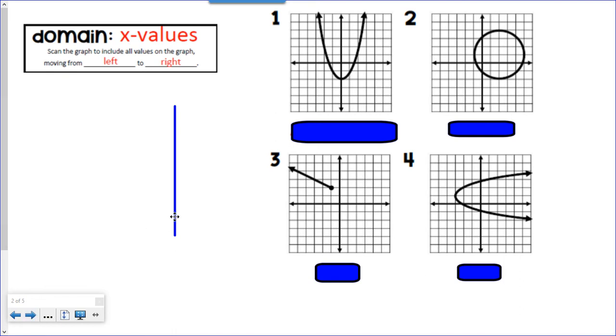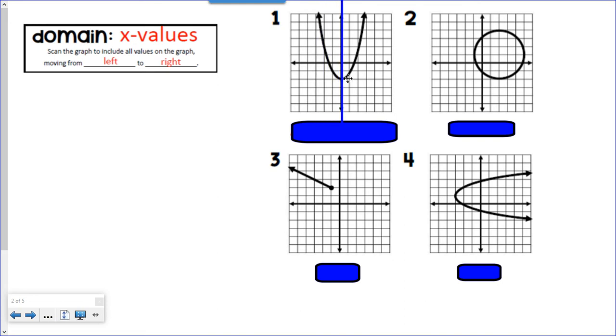To determine the domain, we'll be scanning the graph to include all the values on the graph from left to right. So, on number 1, here we have our lowest value. It appears to be -3. But when we see that there's an arrow here, that indicates that this graph is going to continue, and as it continues up, the x values are decreasing because this graph is going to go up and get wider and wider and wider. So our lowest value is -infinity.